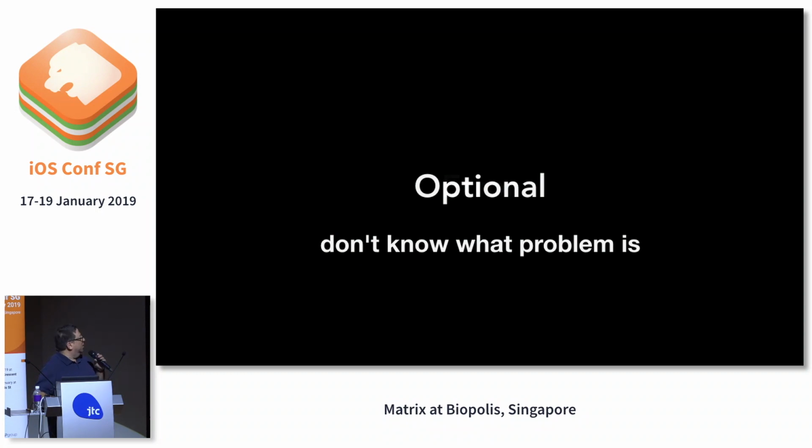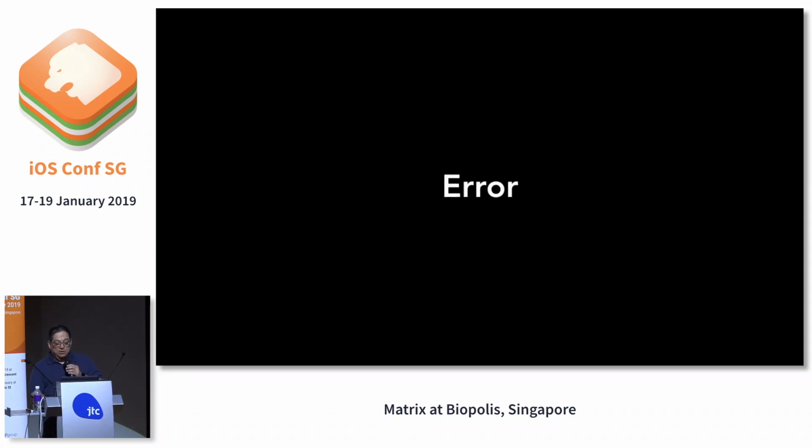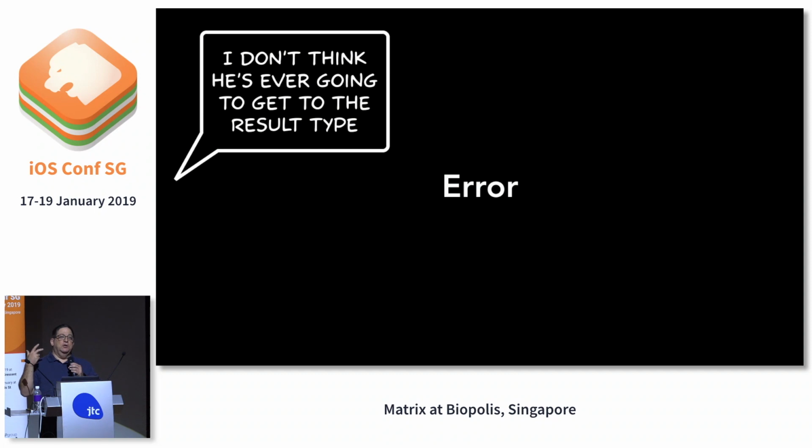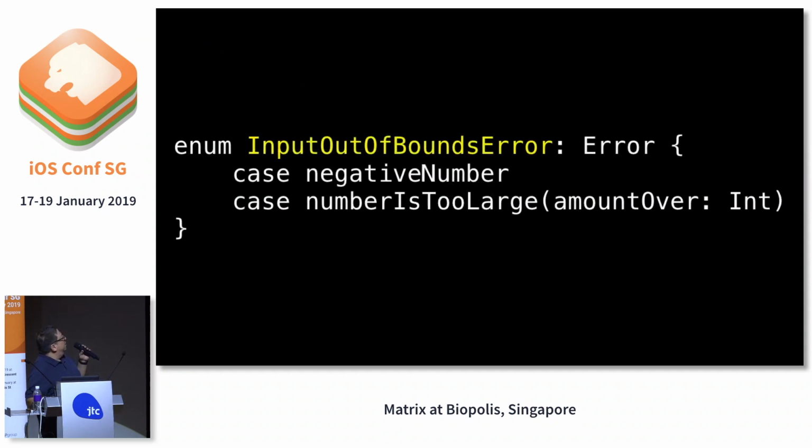And that's why Swift has errors. So the error type is going to allow us to figure out what went wrong. So for my error type, I'm going to have this input out of bounds error. All you have to really do to be an error type is conform to the error protocol, which is just a marker protocol. I love to have errors as enums. You can use structs, you can use other things. In this case, I'm going to have two cases, negative number, or the number is too large, it's bigger than 10, in which case I'm going to say, well, how much too large was it?